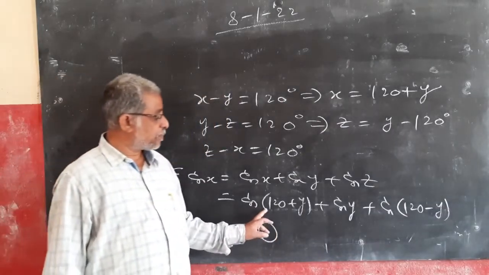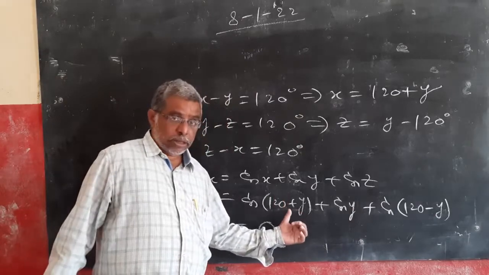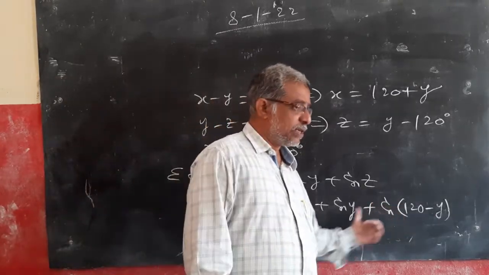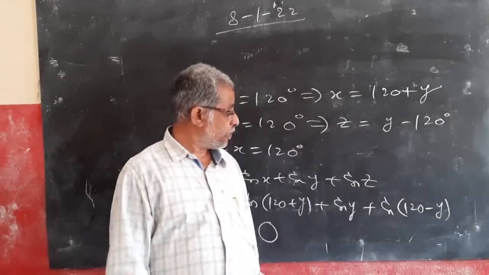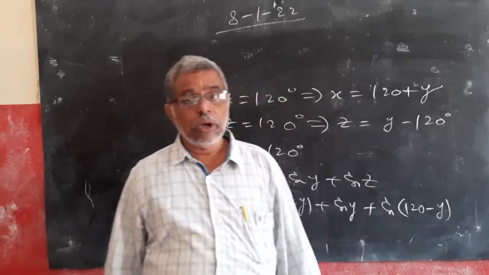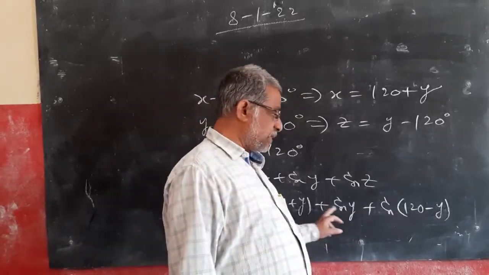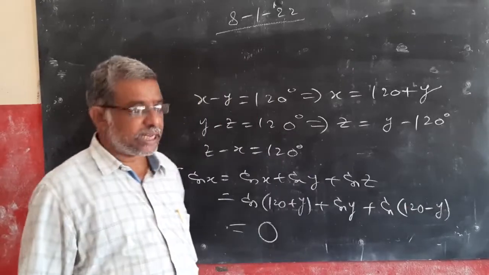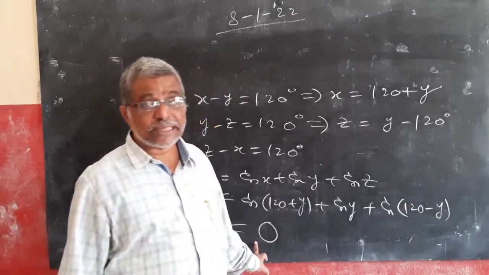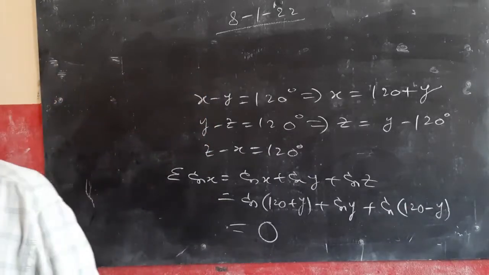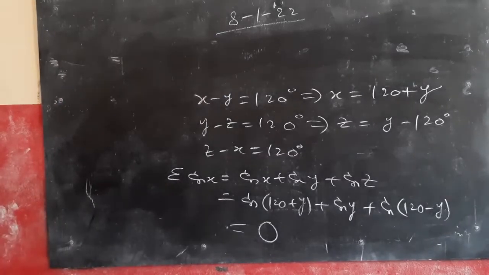If you want, you can expand this: cos(a + b), cos(a − b), and if you simplify, you will get the final value 0. As we did, cos θ + cos(120 + θ) + cos(120 − θ) is 0. So your final result is 0. So Σ cos x is 0.